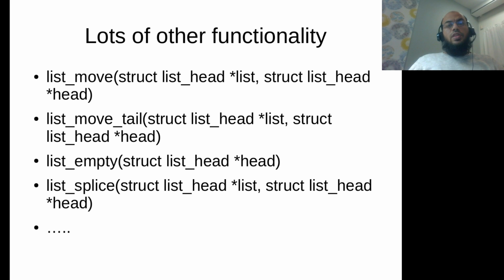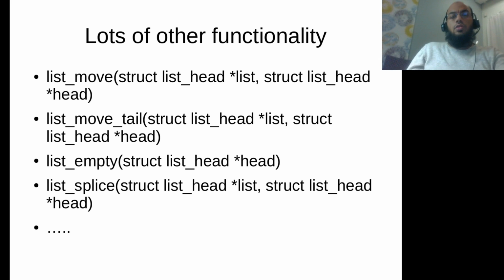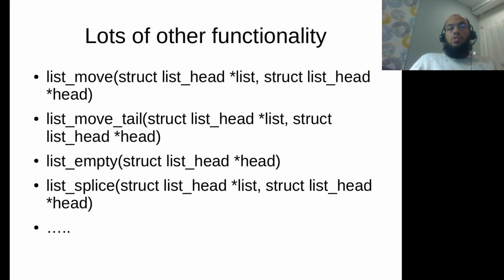One thing to note is that list move is quite interesting. For example, if you have a linked list of threads that are in the waiting state, you would use list move to move the thread from the waiting state to another state, when you want to go from waiting, for example, to ready. So you would use something like list move.